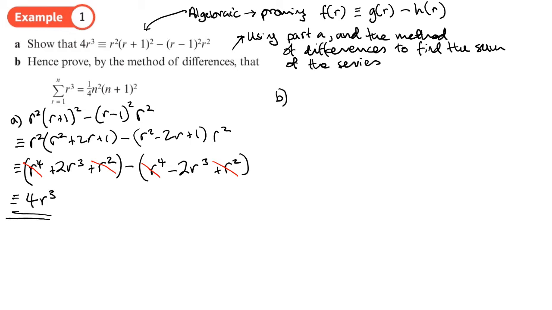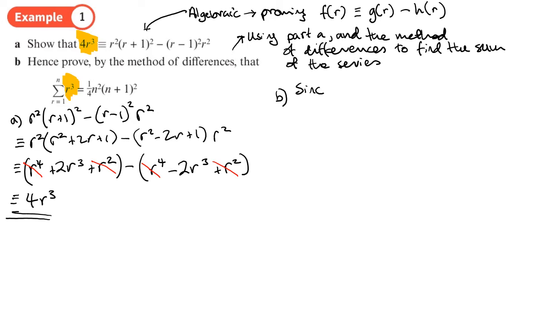Part B, now we want to use what we've done in part A to help us do part B, but watch out. We have just proved that 4r cubed equals that. We want to find the sum of r cubed, not 4r cubed. So we're going to have to put a quarter in some way, in some place. If I was doing this question, the first thing that I would do is this.